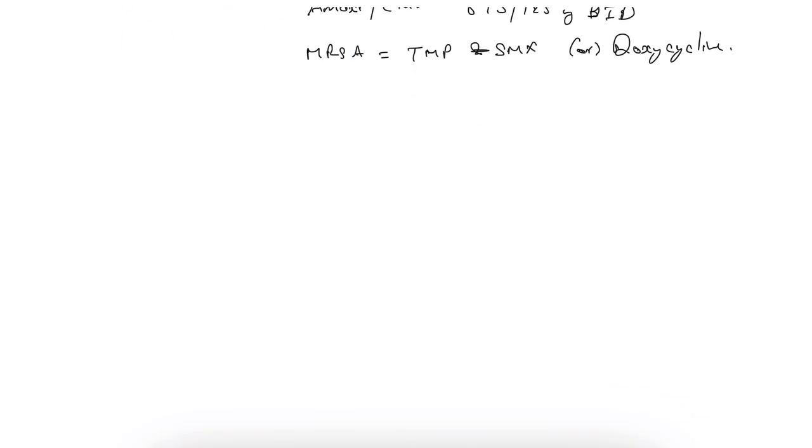Next, surgical management. The main indications are abscess, necrosis, compartment syndrome, necrotizing fasciitis, and failed antibiotics. If the patient has pus, it must be drained, because antibiotics alone can't penetrate an abscess effectively. That's why incision and drainage is very important. So these are the things.